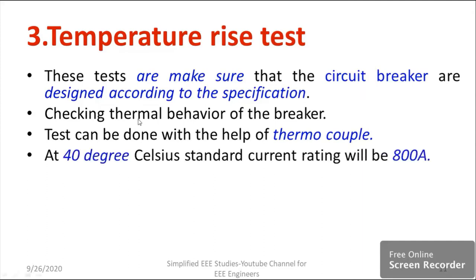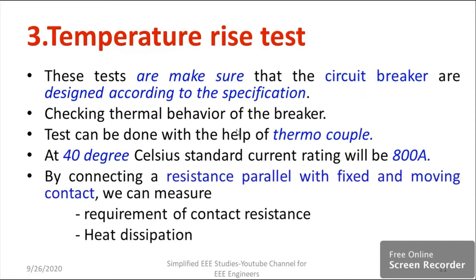There is a standard condition. At 40 degrees Celsius, the standard current rating will be 800 ampere. So this is your standard condition. Based on that, you are going to check whether the circuit breaker can operate at high temperature or not. By connecting a resistance in parallel with the fixed and moving contact, we can measure the contact resistance requirement and similarly the heat dissipation. So in order to measure heat dissipation as well as the contact resistance or arc resistance, you have to connect a resistance in parallel with the fixed and moving contact. So that is another procedure.